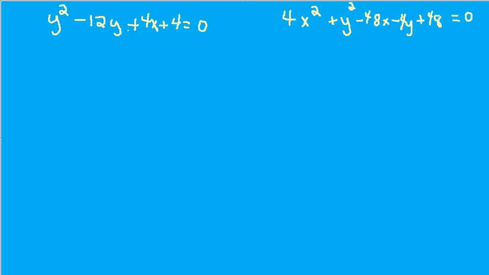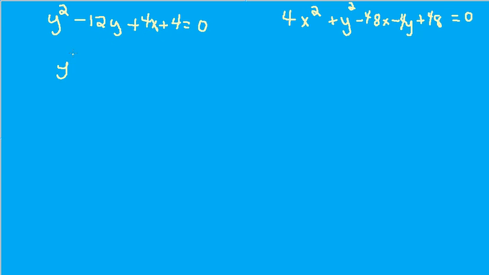So here we have a parabola, left or right. Here we have an ellipse. And now let's take both of these, and we're going to have to complete the square to solve them and put them in the correct form, and then we'll go from there. For this one, to isolate the y squared and the y term so we can complete the square, we're going to bring everything to the right side.